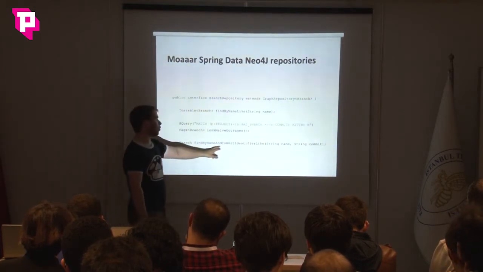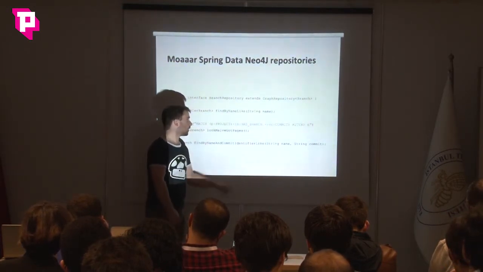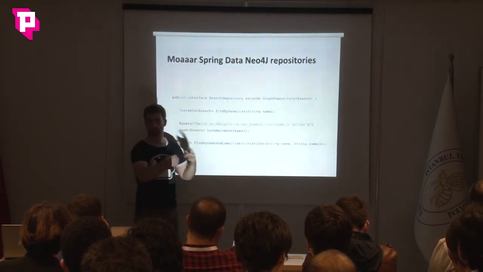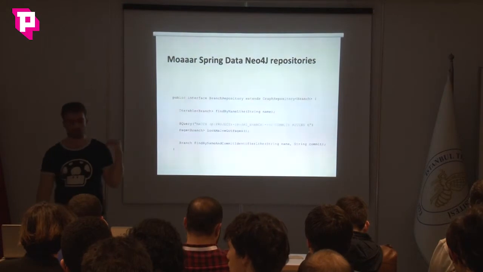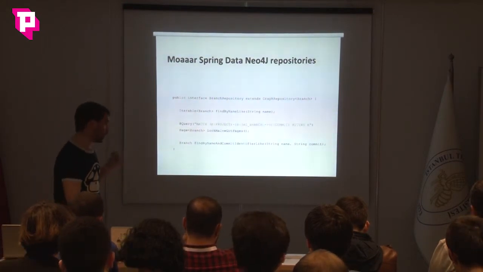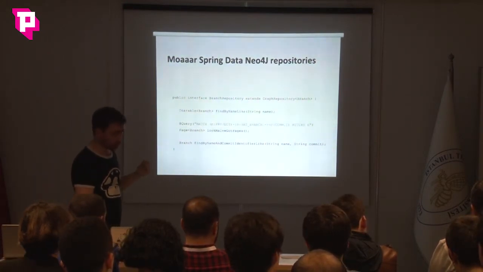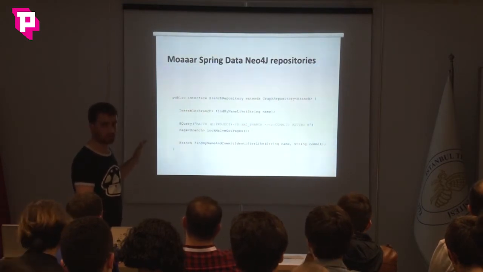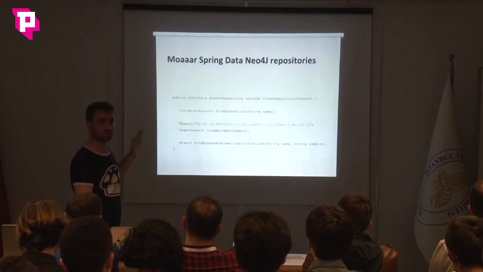And here is another long name, find by name and commit identifier. So branch has commit, and commit has identifier, so it can guess for you. That only applies to the JVM, but that's very powerful. It can really generate the implementation for you. That's code you don't have to write. And when you don't have to write code, you don't have bugs.